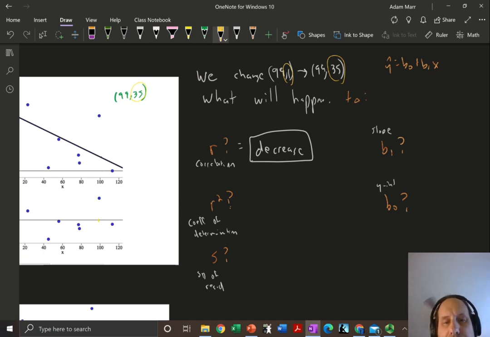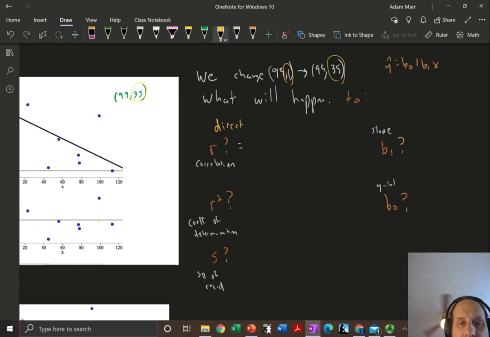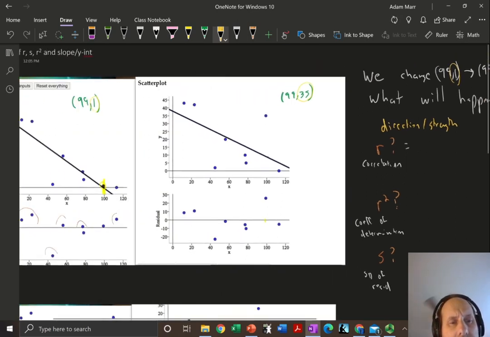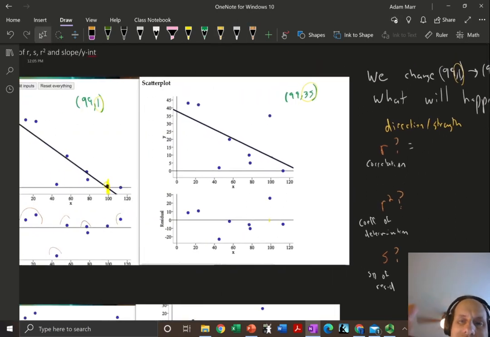What is going to happen right here? So let me erase this. That's actually not correct. So R is the correlation. Remember, the correlation is actually just the direction and the strength. Okay, so let's see here. What's going to happen? Well, the direction is still negative. That didn't change at all.